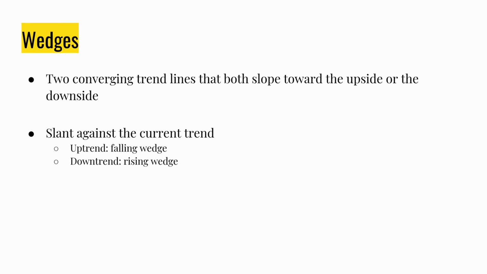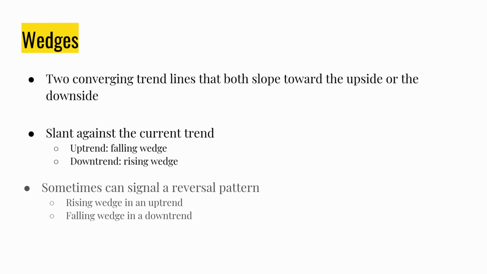They slope against the current trend, so in an uptrend, a wedge that is pointing downwards would exist and would be called a falling wedge. On the other hand, in a downtrend, a rising wedge would most likely be formed.